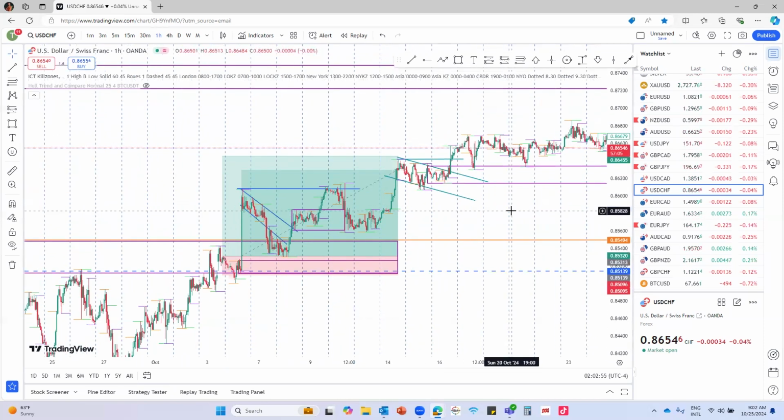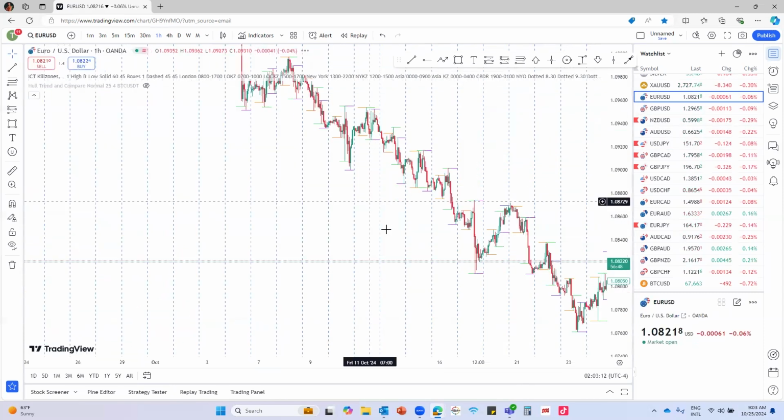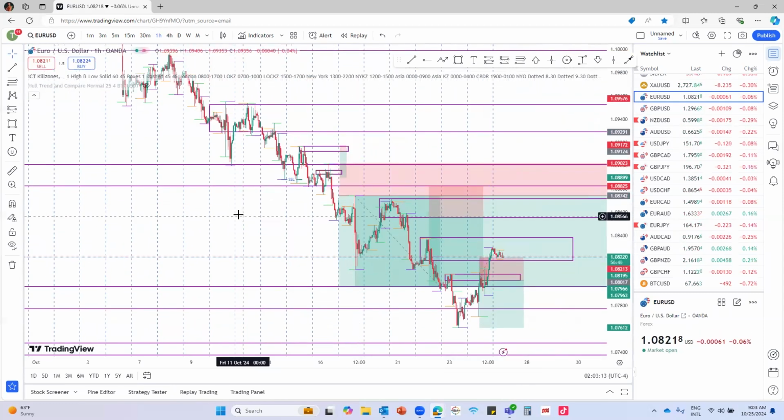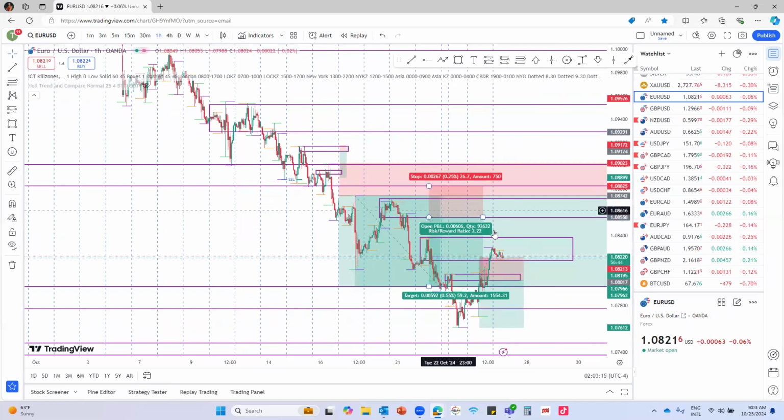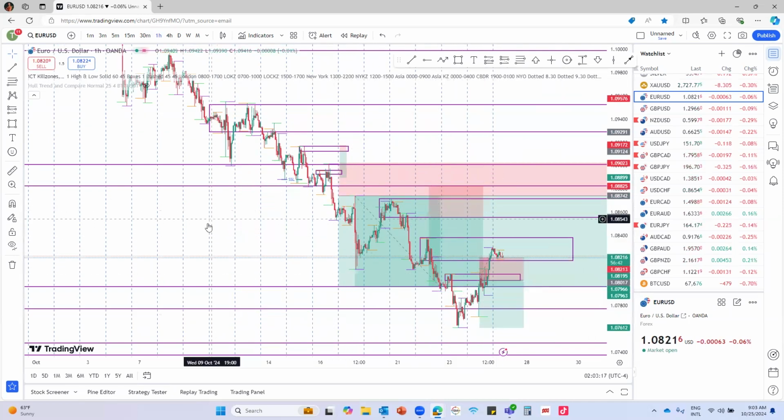So that is demand and supply. Very simple for you to understand. So it's not really complicated. So the key thing is for you to be able to backtest, right? I remember we also had this same concept with the Euro USD. You can see these are the setups that we have been taking.